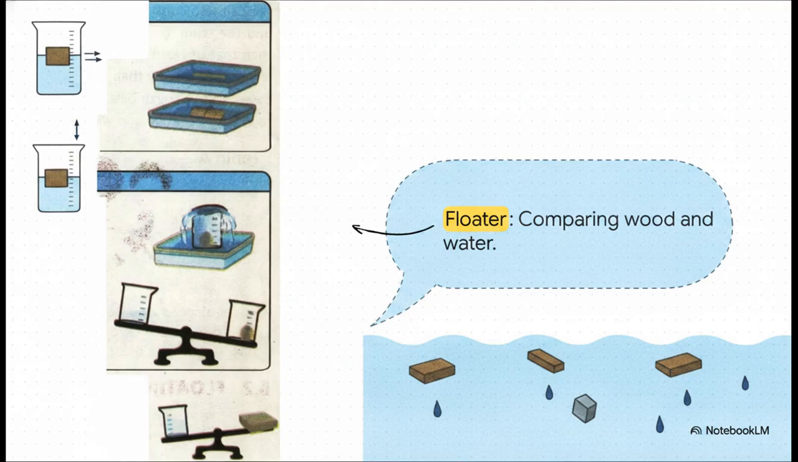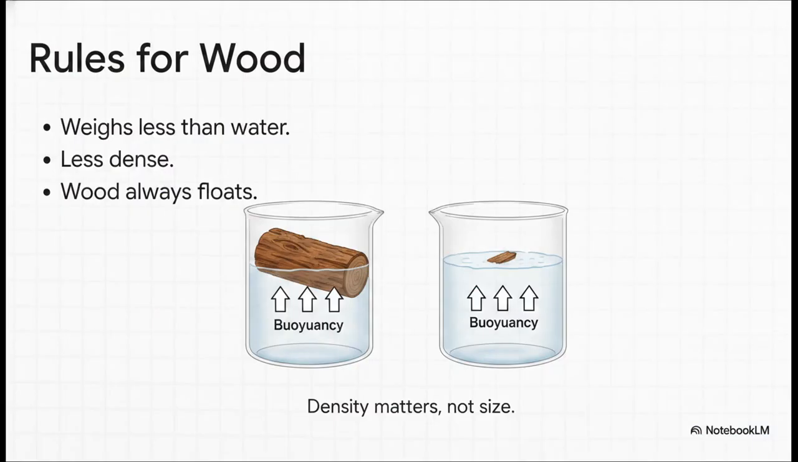On the flip side, let's look at activity 8.3. Here, we're comparing equal volumes of wood and water using a beam balance. See how the side with the water goes down? ये clearly show करता है कि the piece of wood actually weighs less than an equal volume of water. So that firmly puts wood into our floater category. Because wood weighs less than an equal volume of water, it is less dense than water.